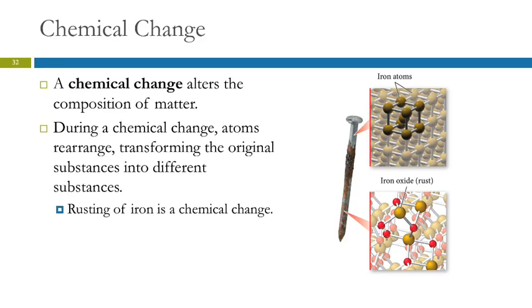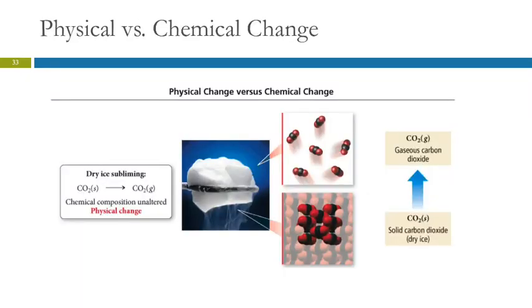Here's a couple of examples. So here we have an illustration of dry ice. Dry ice is solid carbon dioxide. The reason it's called dry ice is because it doesn't melt and form a liquid, which would be wet. It goes directly into the gas state. That's called sublimation. So here we have carbon dioxide molecules in the solid state. When it sublimes and forms the gas, the individual molecules are the same. They're just separated from each other.